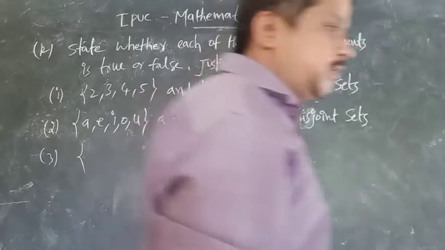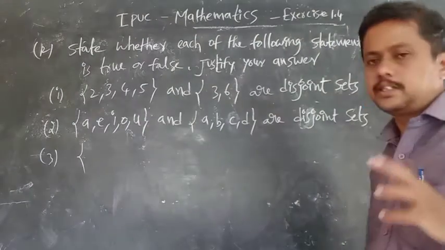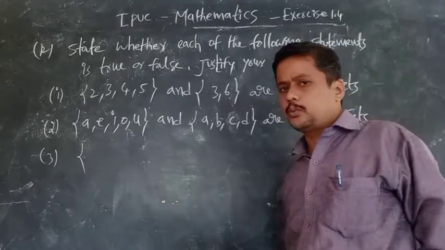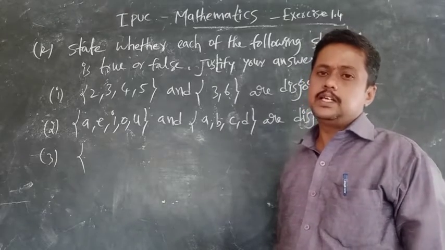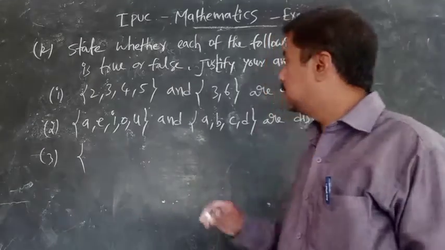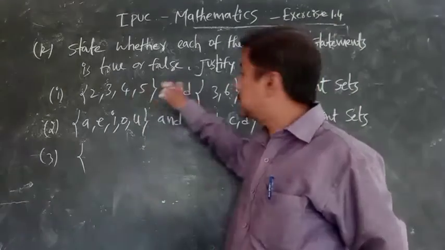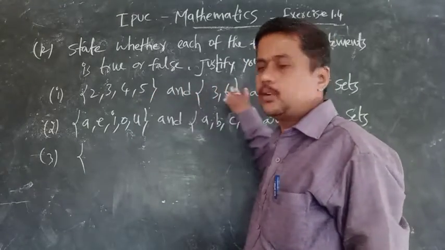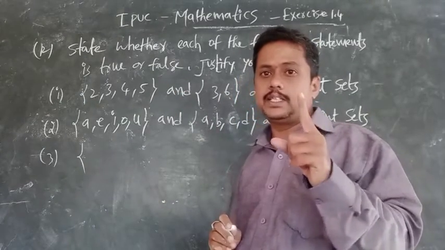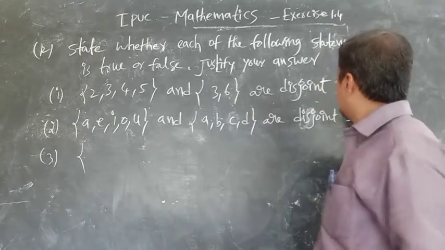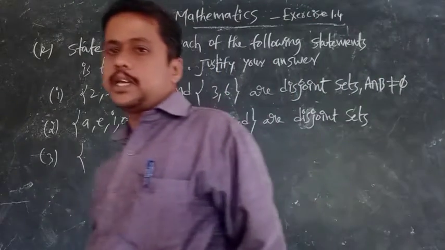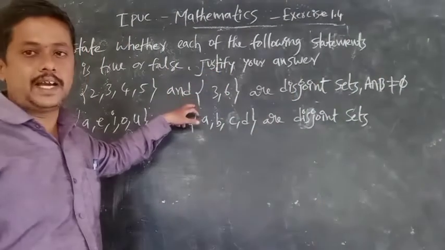Before deciding whether it is true or false, first you have to know what disjoint sets are. Already told so many times. Disjoint sets means the intersection is equal to phi, otherwise they are not disjoint. Calculate the intersection. Let us consider this one A, this one B. A intersection B: the common element is 3, and 6 is not there. So one element exists, so A intersection B is not equal to phi. Therefore they are not disjoint sets.